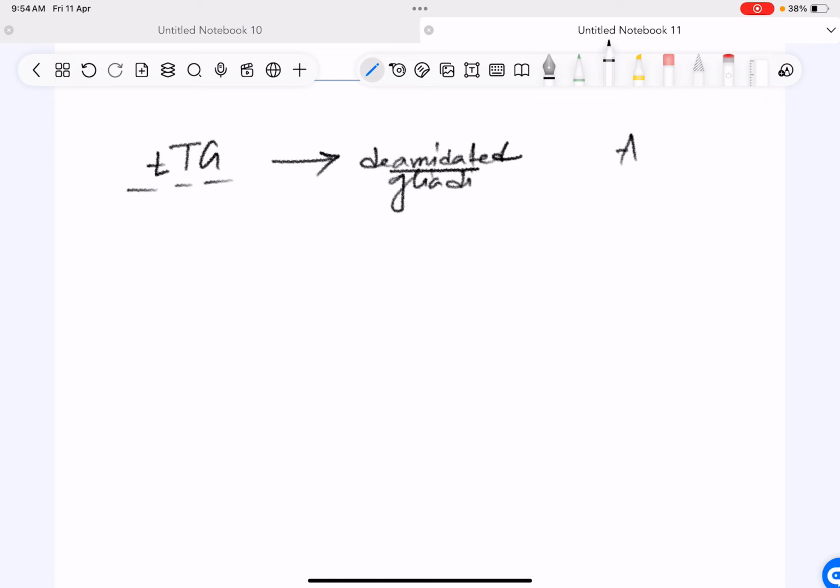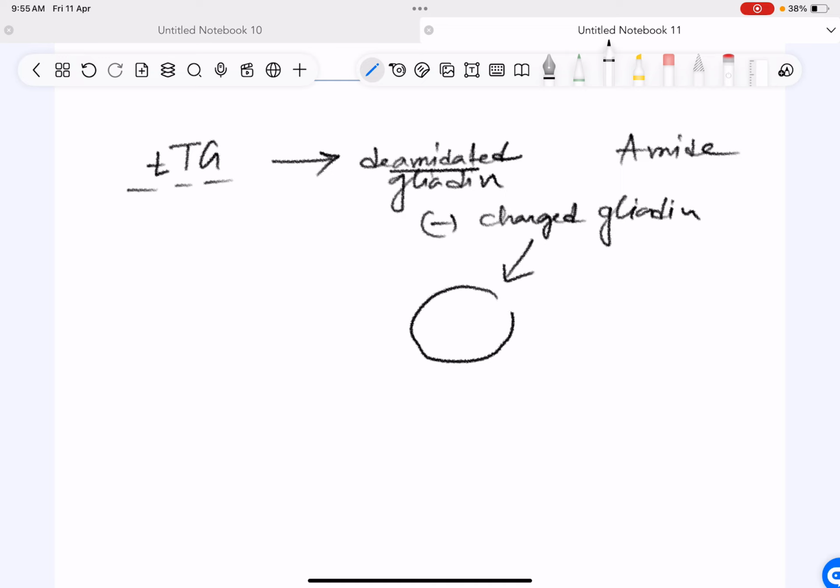The amide group is removed. Now it becomes a negatively charged gliadin. Now this negatively charged gliadin will be taken up by the antigen presenting cells, APCs. These APCs will take up this negatively charged gliadin and will express it on their surface.